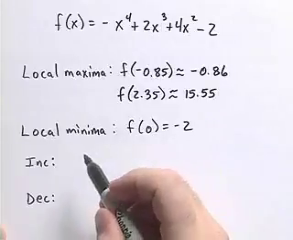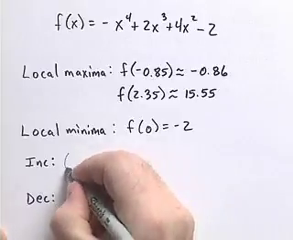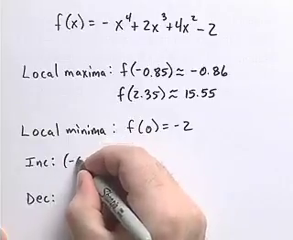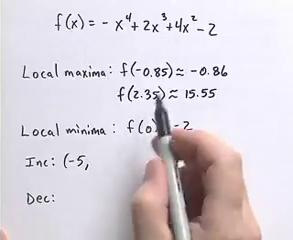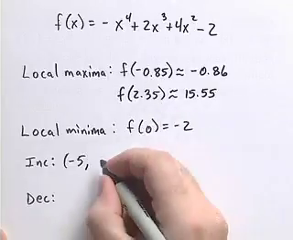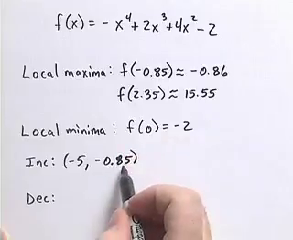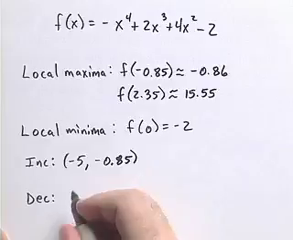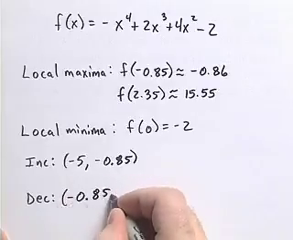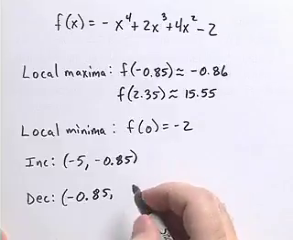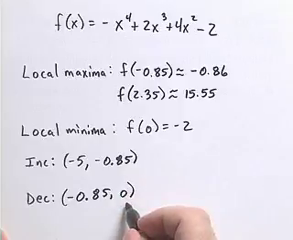If we recall from our graph, the graph was initially increasing, so we're going to start from the left side. We're increasing starting at negative 5, and we increase until we get to that first maximum. That occurred at negative 0.85, so we know the function's increasing on this interval. Once we hit the maximum, the function started to decrease, so we're decreasing from negative 0.85, and we decrease until we hit the minimum. The minimum occurred at 0, and so we're decreasing on this interval.